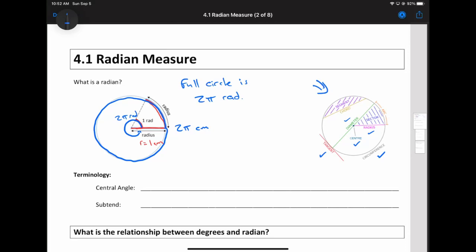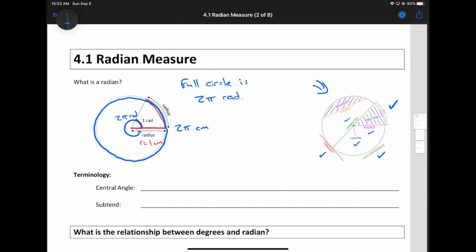Arc, I'm going to put a big check mark there because that's what we just talked about. That's basically the distance around the circle. So if you think of a circular track, that's the part you're running. And then the other terms like chord, segment, and sector, we're not going to use as much, but they're there for your reference. And in case we come back to them, we'll talk more about them then.